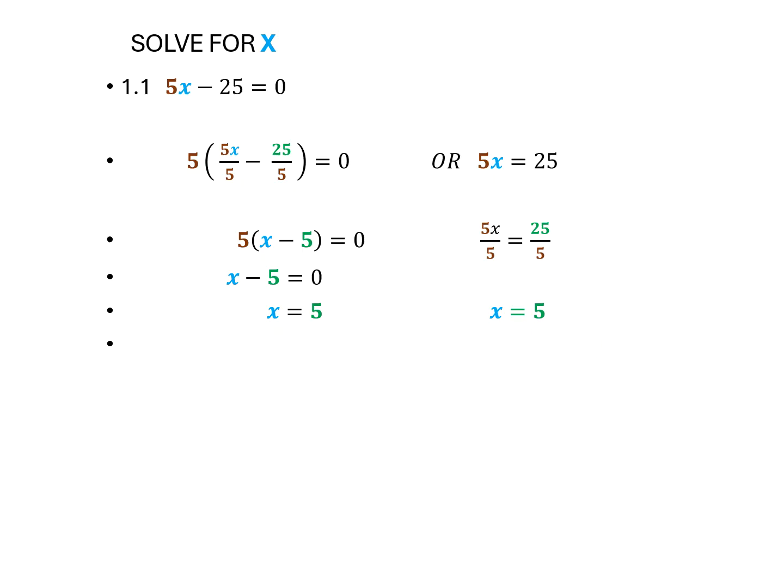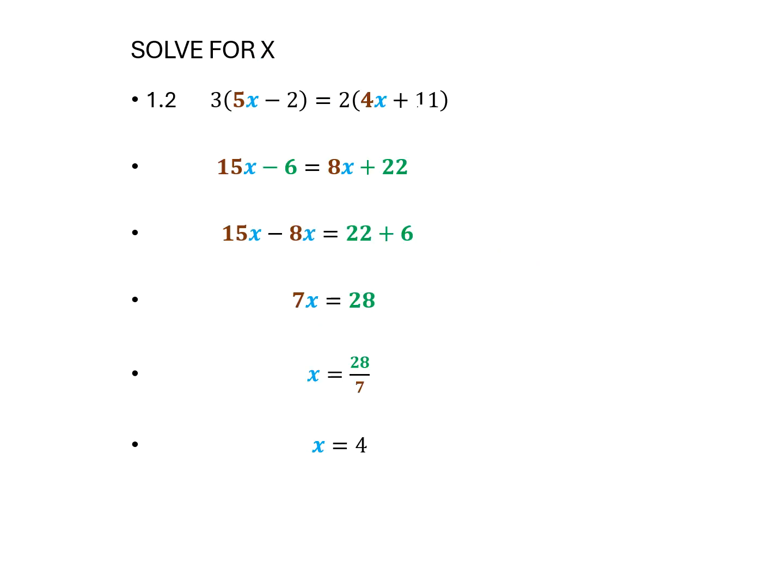All right, let's look at the second problem. Solve for x again. Now they've given me 3(5x minus 2) equals 2(4x plus 11). So now we're first testing your distributive law. There's a 3 next to the bracket. There's no plus or minus sign in between. So therefore it means we must multiply.